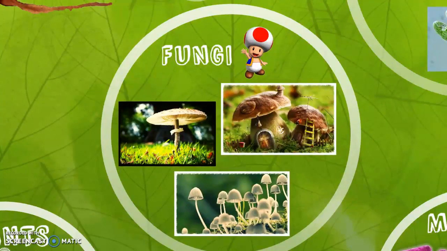The next one is fungi kingdom. Fungi have their own kingdom because there is no other organism like them. They are different from plants because fungi cannot make their own food. Mushrooms are a type of fungi.